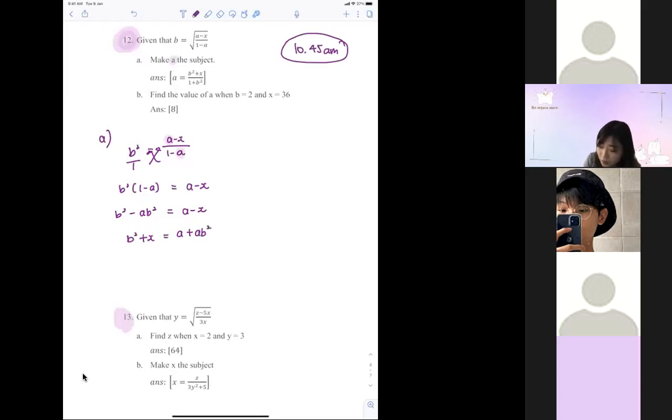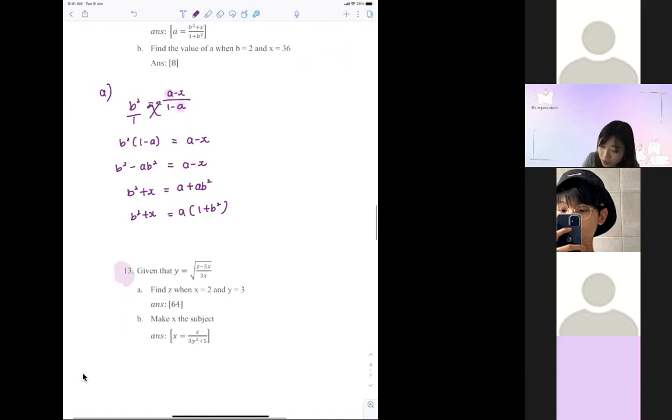Once all of the A is one side, you know that there's a second last step. Once all of the A is one side, you can factorize the A out. Factorize your subject out. Then last step is to bring the bracket over. So it will be this over the bracket. But make sure that your subject is on the left side.